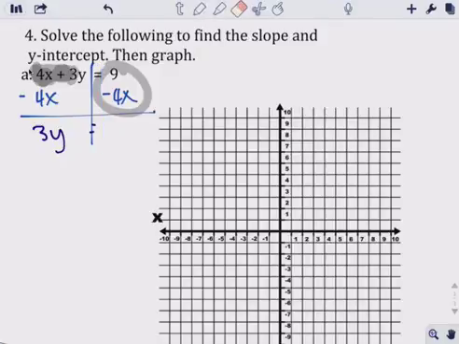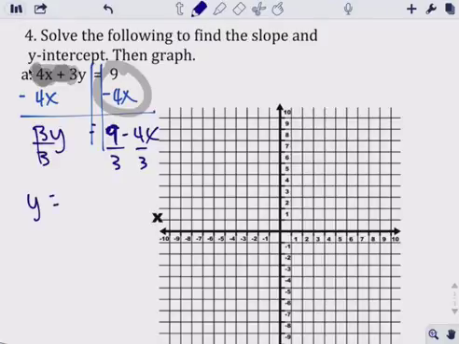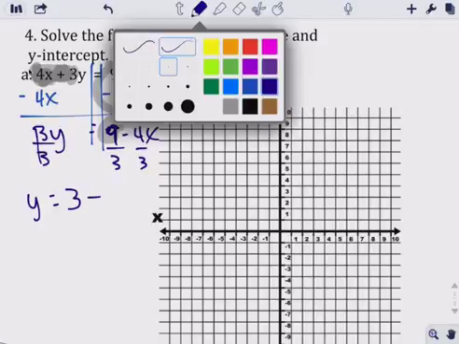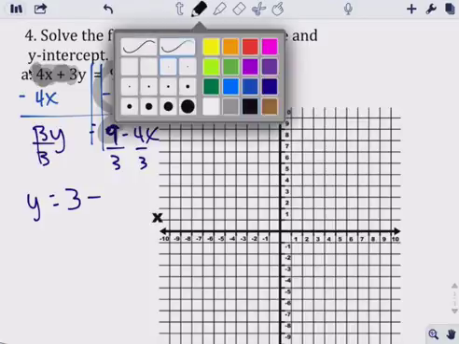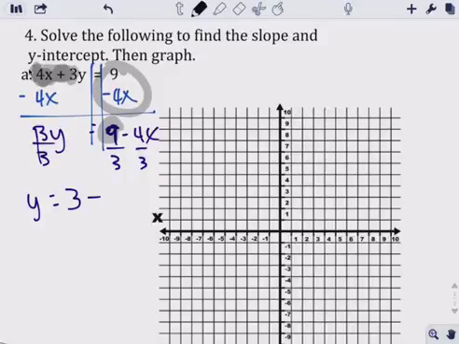That gives you 9 minus 4x. Okay? That's a positive 9. And then you divide everything last by 3. Y equals... the numerator is bigger, but it doesn't go in evenly. We leave it as an improper fraction.